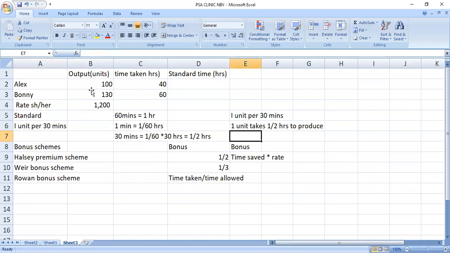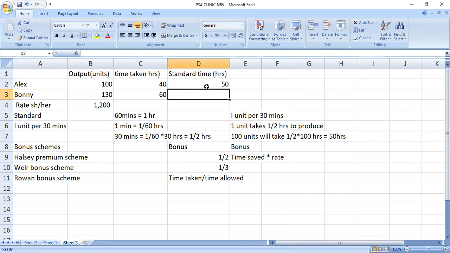So we're saying now, Alex, who produced 100 units, how much time should he have spent standard? We take 1 divided by 2, a half, times the number of units that he has produced. This will give me hours. Half of 100 is 50. So he's supposed to have spent 50 hours in production.